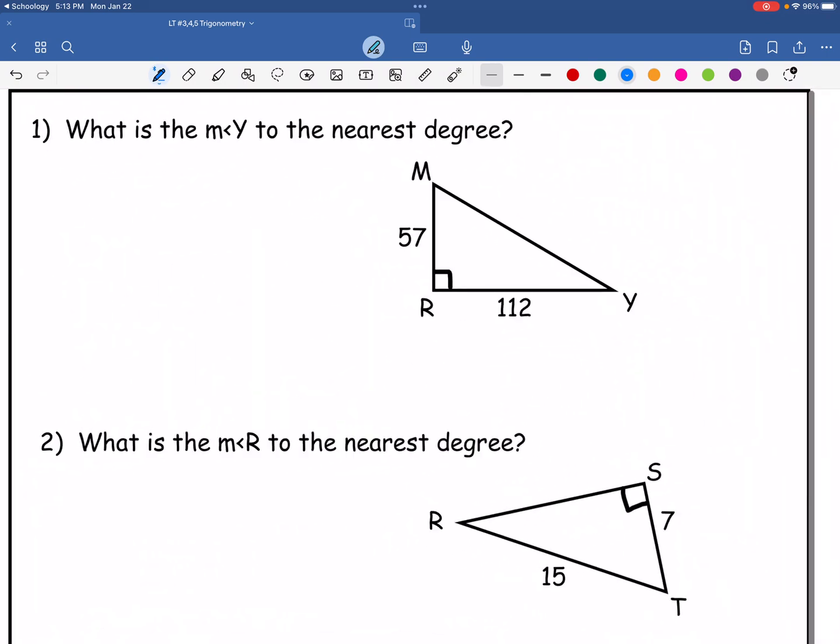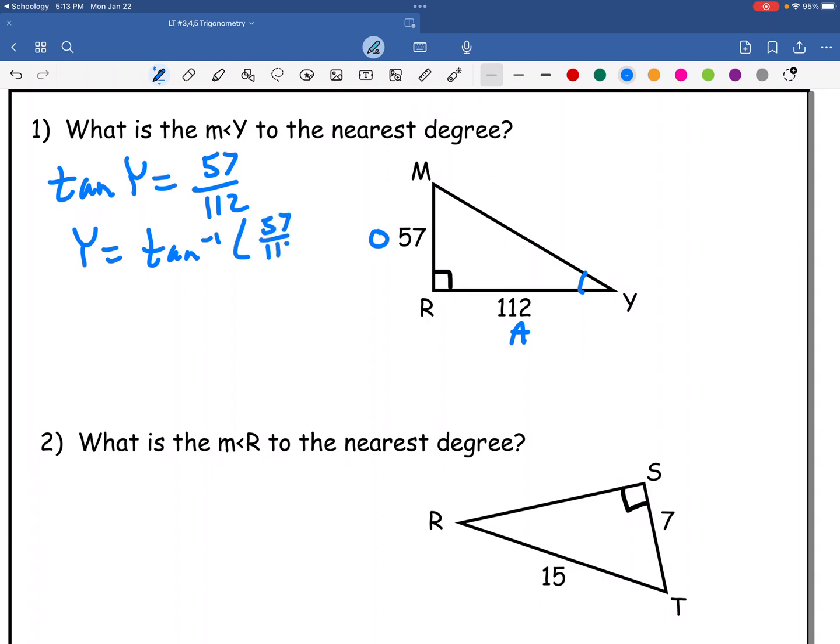Let's see here. Pause the movie, try these two on your own, and then press play when you are finished. All right, we want to solve for y. So if we're standing there, this is the opposite, this is the adjacent. So we use tangent of y equals opposite over adjacent. And so y is the inverse tangent of 57 over 112. So second tangent 57 divided by 112 equals 26.9 degrees or 27 degrees.